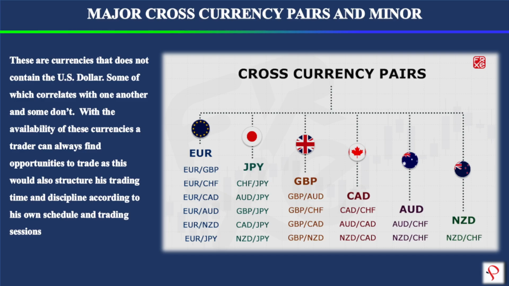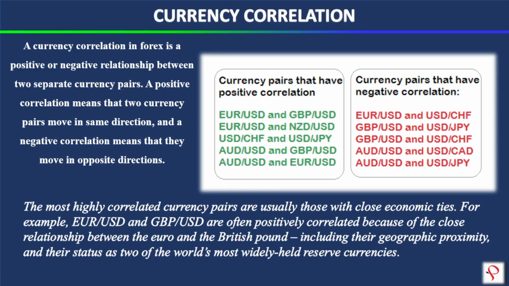We have the euro, the JPY, the GBP, the CAD, and the USD. So you can see that apart from the dollar, these are other currency pairs that you can still trade. These pairs are not paired with the dollar. You can see the euro pairs, the JPY pairs, the GBP pairs, the CAD, the AUD, and the NZD pairs.